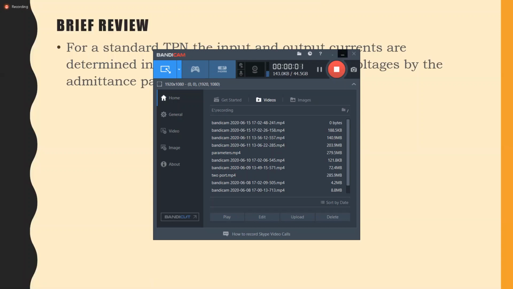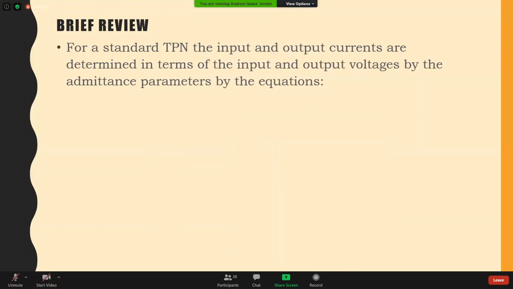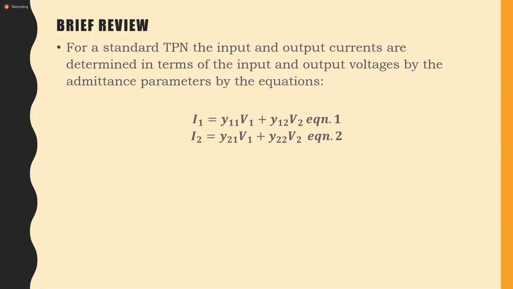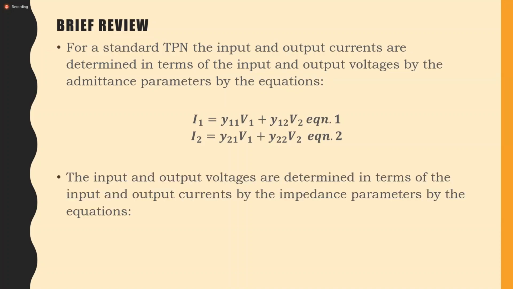in relation to the input and output voltages, and we said that those can be derived using the admittance parameters, which are your Y parameters. Similarly, the input and output voltages can be determined in terms of the input and output currents. And this relationship is shown by using the impedance parameters as indicated.